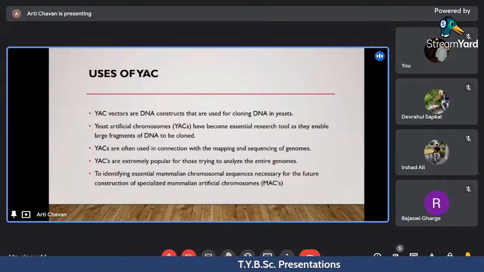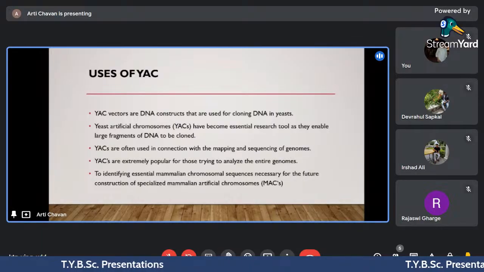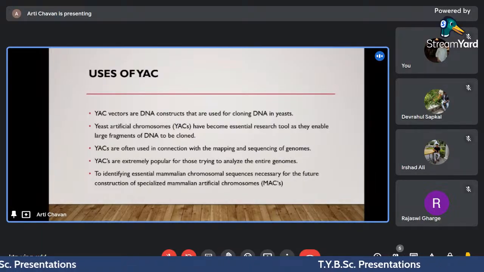Uses of yeast artificial chromosomes. Yeast artificial vectors are DNA constructs that are used for cloning DNA in yeast. Yeast artificial chromosomes have become an essential research tool as they enable large fragments of DNA to be cloned. They are often used in connection with the mapping and sequencing of genomes.